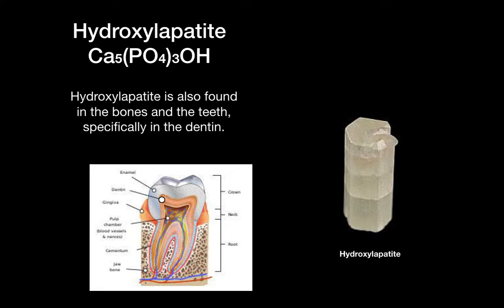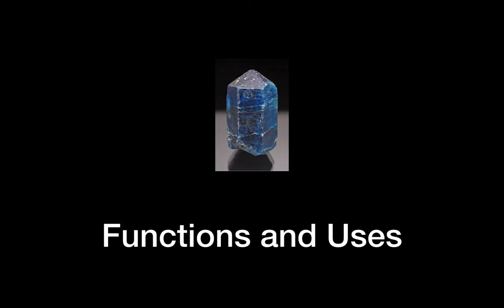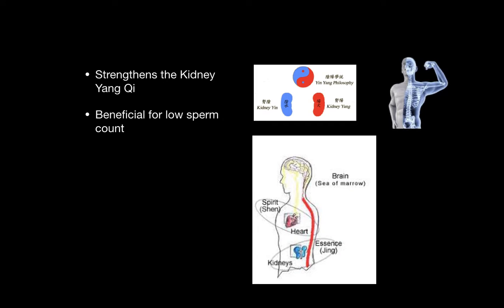Hydroxylapatite is also found in our bones and our teeth, and it's specifically a component of our dentin, which lies just beneath the enamel and above the root or pulp. So how is apatite used? Well, it strengthens the kidney yang qi.